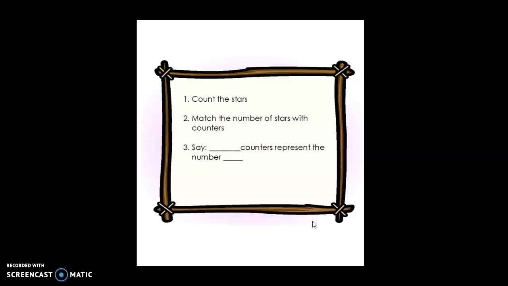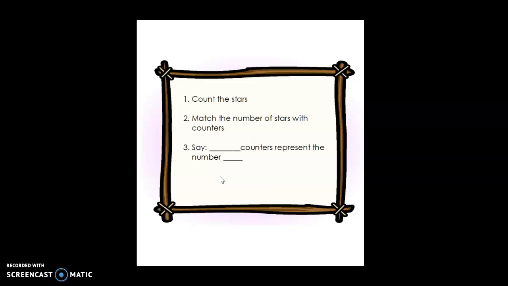Count the stars. I'm going to show you on the next page. Match the number of stars with counters. Say, blank counters represent the number blank. For example, 5 counters represent the number 5, but you would draw 5 counters, and then you would write the number 5 here.